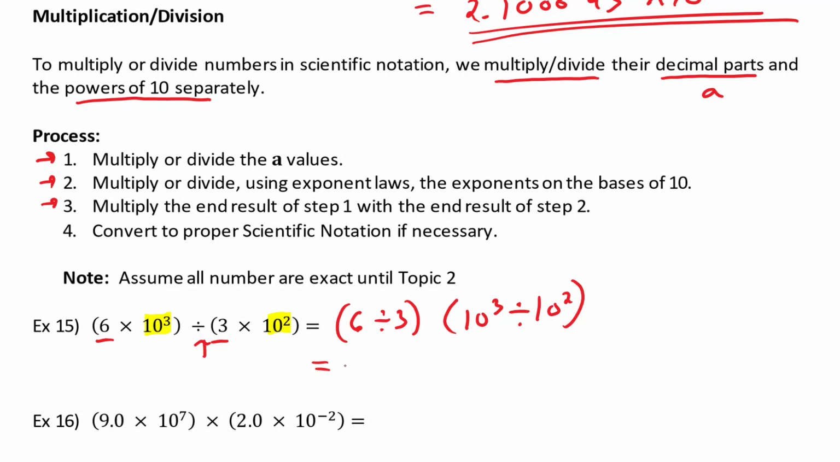I then do the operations here. 6 divided by 3 is 2. We have 2 exponents. We're dividing them, so I subtract those values. 10 to the 3 divided by 10 to the 2. I subtract them. 3 minus 2 is 1. 2 times 10 to the exponent 1. If it was not in proper scientific notation, you would have to convert it over to proper scientific notation.